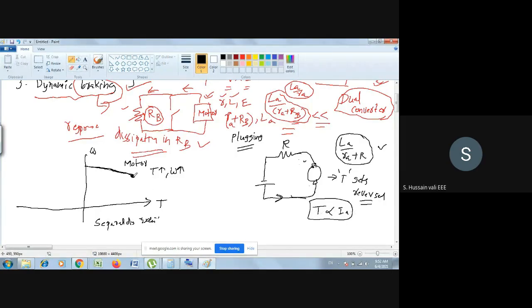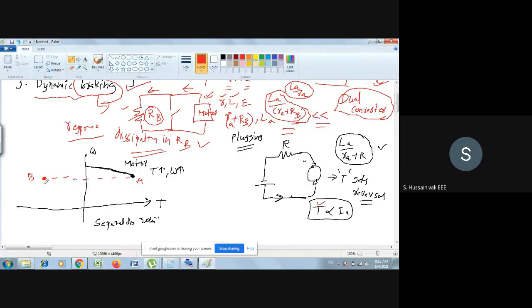So from this point, the operating point will shift to the second quadrant. The operating point here earlier was A, now it will jump to B. Of course, it may not be a sharp jump, but definitely it will go to this point. Why? Because you have reversed the terminals, so the current gets reversed, so the torque gets reversed. The torque was positive at point A, and now the torque becomes negative.